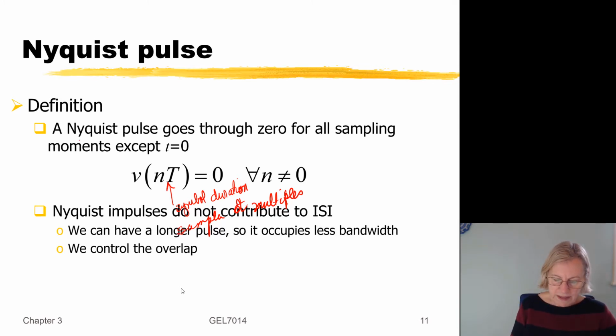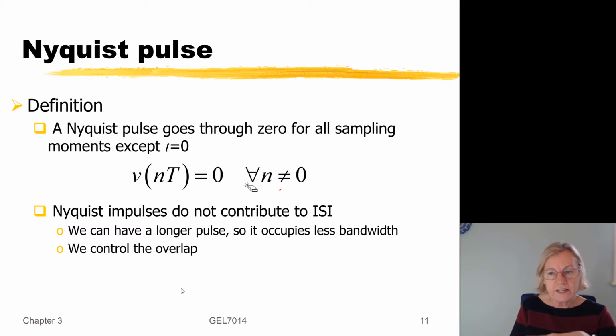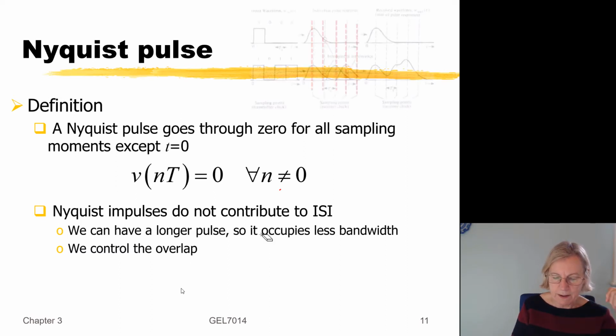And if we respect this definition and we find a Nyquist pulse, what do we get? That means that these pulses will not contribute to ISI. That means that we can have longer pulses. Pulses may get stretched, but it will control the behavior of the overlap, and in fact will allow overlap of pulses, but such that they will not cause any problem during the sampling operation.